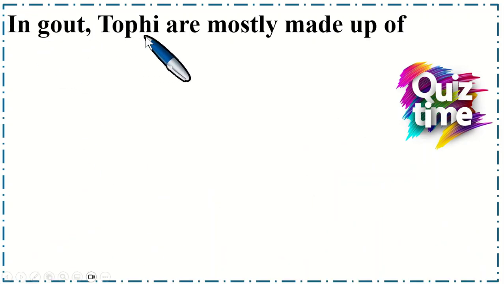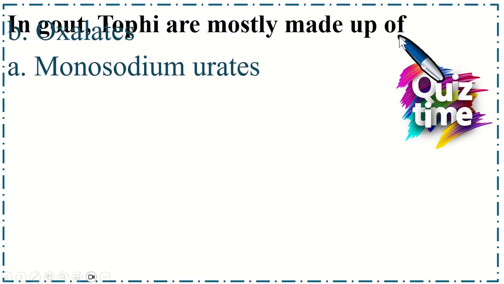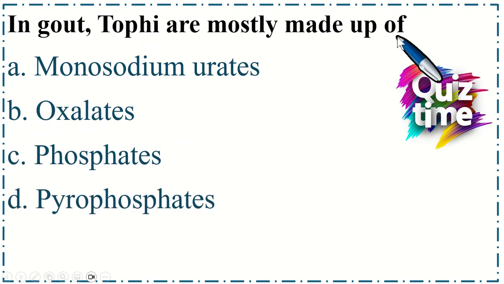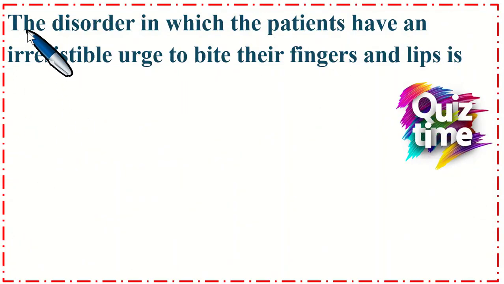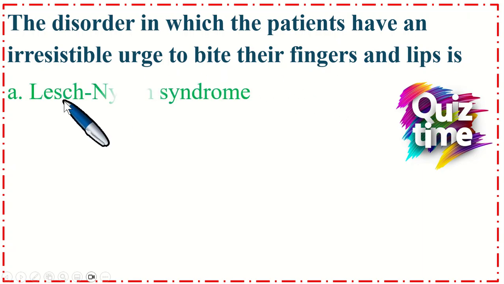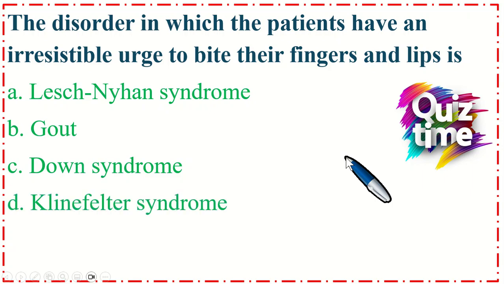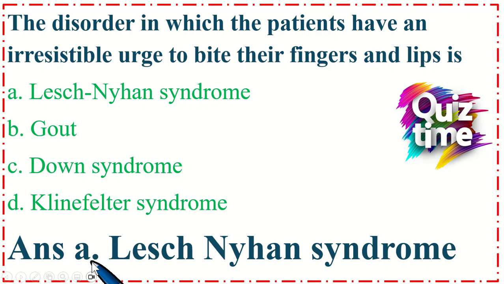Gouty tophi are mostly made up of... correct option is A, monosodium urate. The disorder in which the patients have an irresistible urge to bite their fingers and lips. Correct option is A, Lesch-Nyhan syndrome.